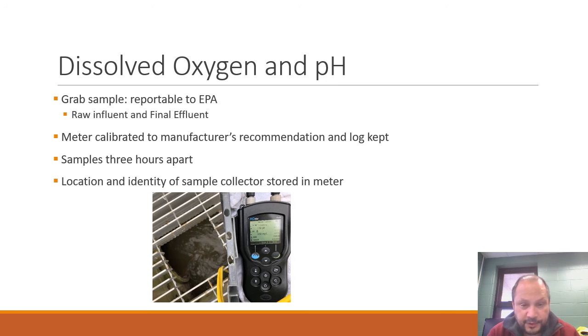Dissolved oxygen and pH, these would be grab samples. These are two things that we need to report to the EPA 5 days a week while the plant is staffed. In our case, we have to do it a minimum of 3 hours apart, 3 samples a day. If your plant is staffed 24 hours a day, then you probably need to do it once per shift.